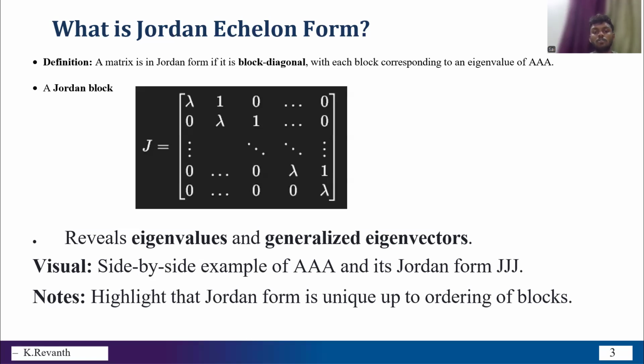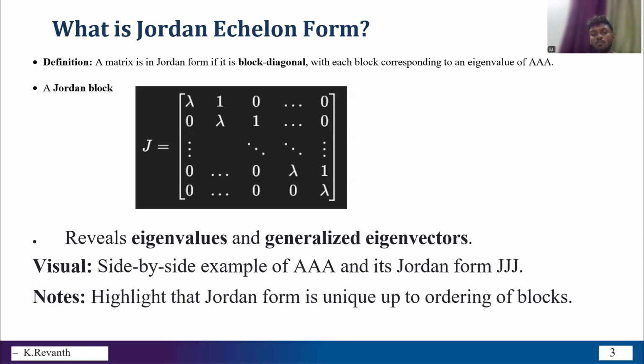For example, J equals [5 1 0; 0 5 0; 0 0 2]. Here, the eigenvalues are 5 and 2. The upper 2 by 2 block corresponds to lambda equal to 5, and the 1 by 1 block corresponds to lambda equal to 2. This structure reveals how the system behaves in terms of natural modes or eigenvalues and their relationships.